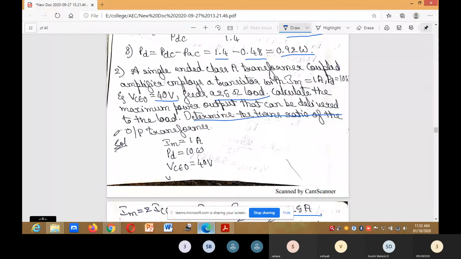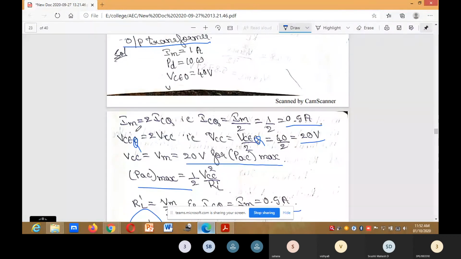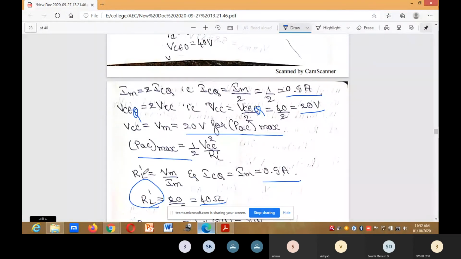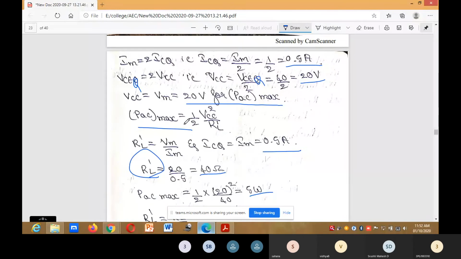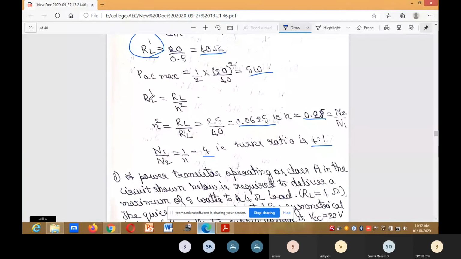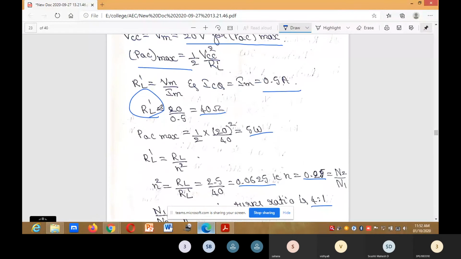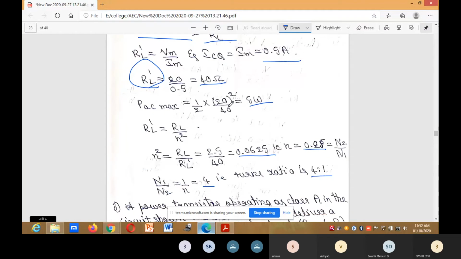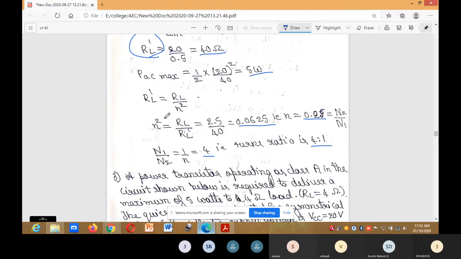Determine the turns ratio of the output transformer. First we need to find out what? We need to find out the PAC maximum. Okay, after finding PAC maximum, we can find out, because we don't know the value of RL dash, and we need to find out RL dash. Next we need to find out PAC maximum. From that equation we need to find out PAC maximum. Next we need to find out from this equation N. Okay.